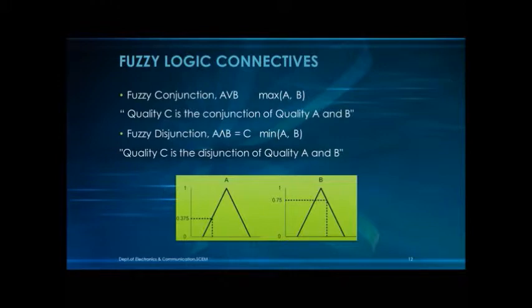Fuzzy logic connectives. For making a rule, the conditions such as if and then are used with the input, and the consequences need connectives such as and, or, not. They are named conjunction and disjunction. The conjunction A union B takes the minimum value of the membership value for and. In disjunction, it takes the maximum value of the membership value for or. Here we can see if there are two antecedents, the conjunction takes the minimum value and the disjunction takes the maximum value.